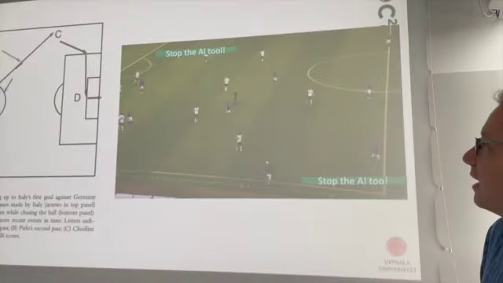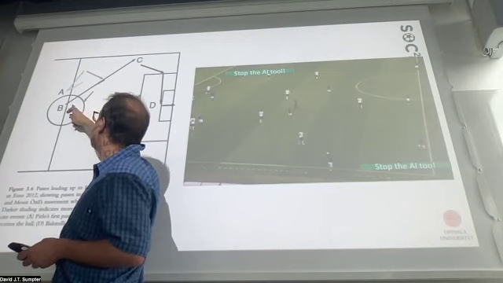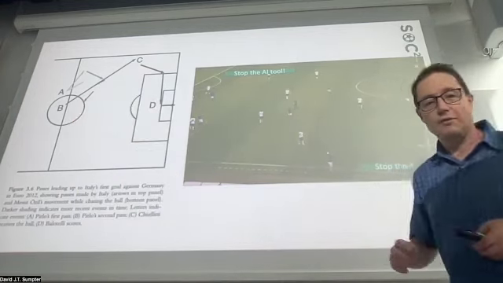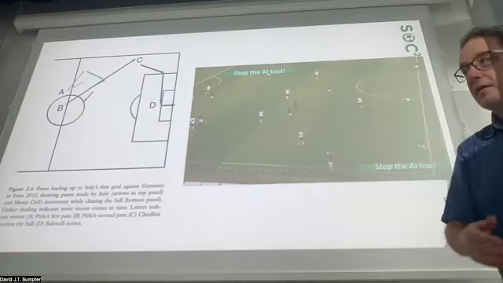What we've got here is the actual plot of the passes. So the lighter the pass, the further back in time that particular pass occurred. So this was the first pass, second pass, third pass, fourth pass, fifth pass to Pirlo. Pirlo walks back, and then he makes a long pass out to the wing. Let's just look again at those sequences.